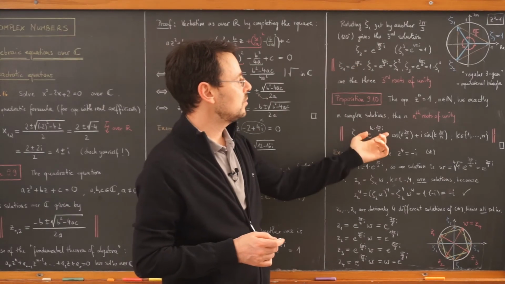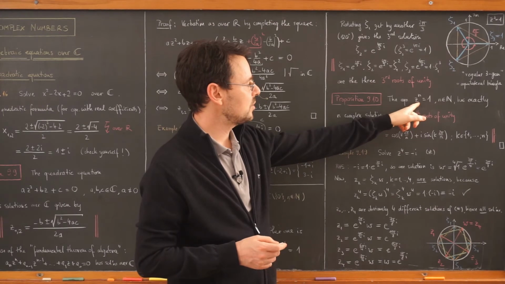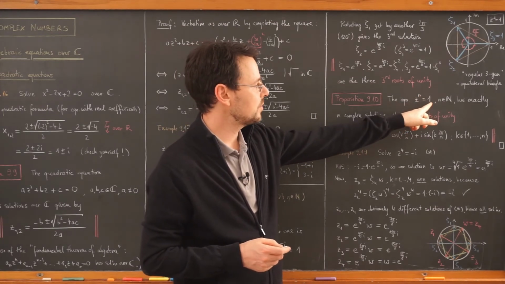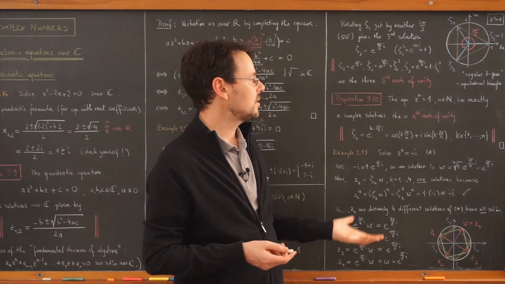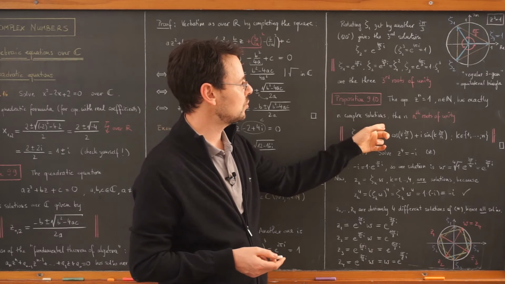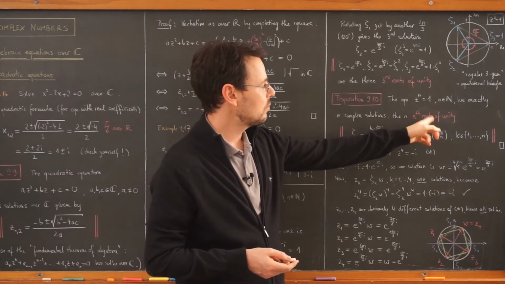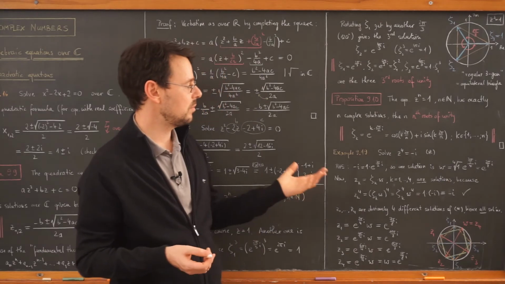So now it's easy to generalize this result here. If I have the equation z to the nth power equals 1, n being an arbitrary natural number, then I can see that this equation has exactly n complex solutions called the nth roots of unity. And they are very easy to obtain.